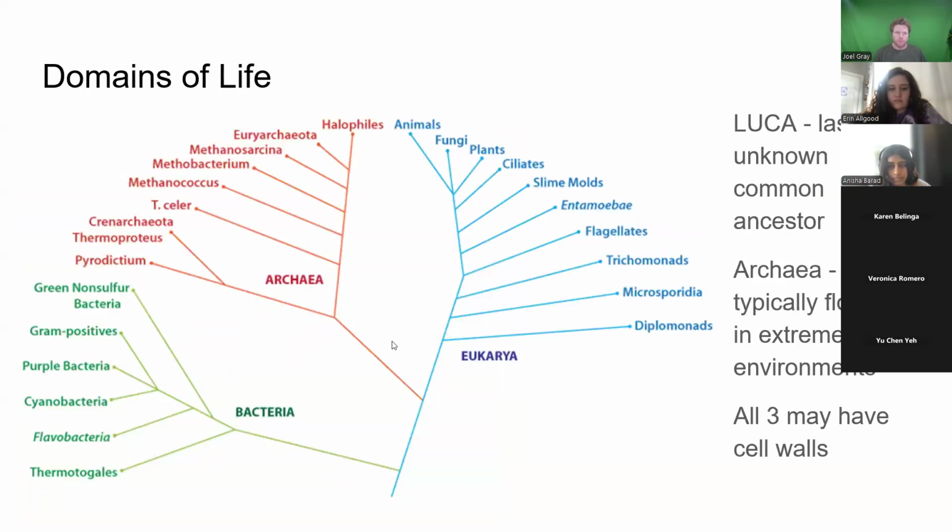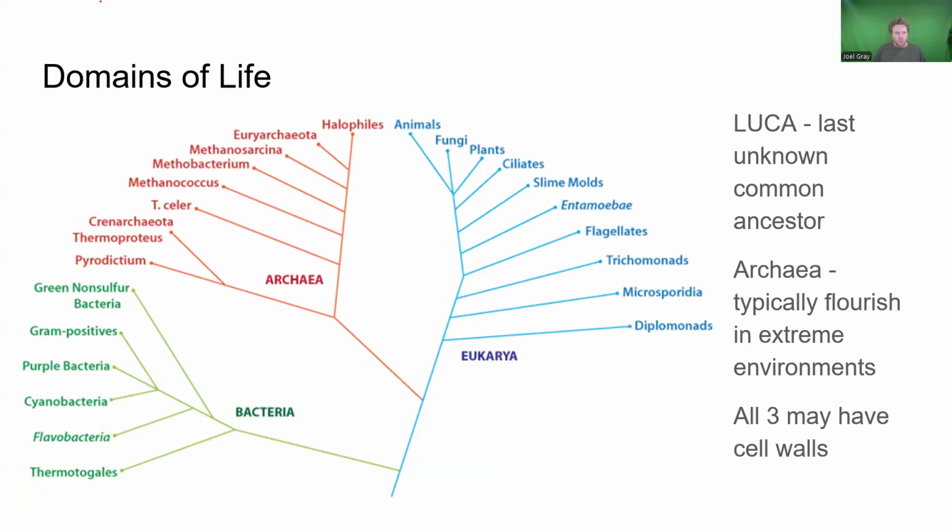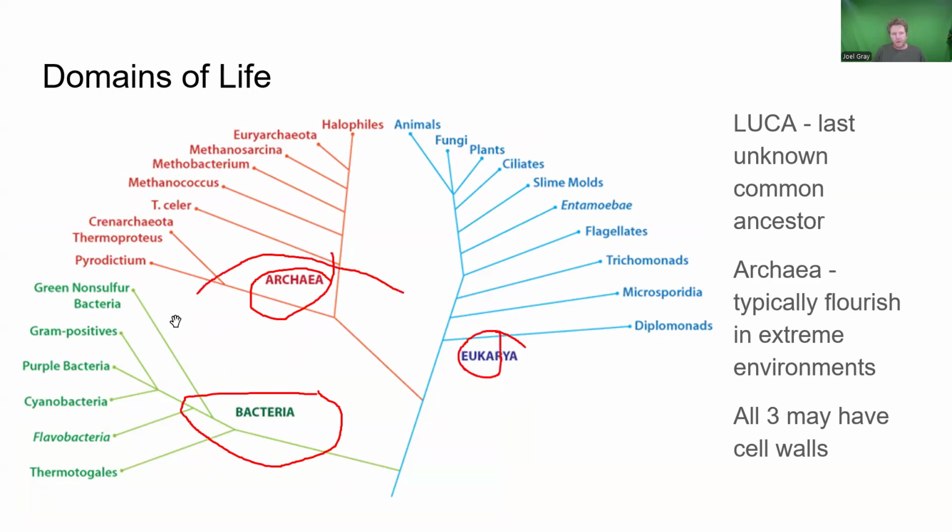Okay, so when it comes to domains of life and organisms, we've got three major branches. We've got bacteria, archaea, and eukarya. So we've got eukaryotes, and then primarily these two are going to be prokaryotes.